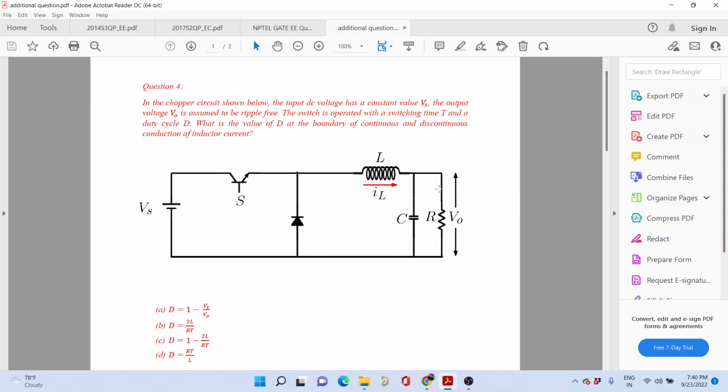So try delta IL equal to zero. We will make delta IL zero. Delta IL zero. No, let me try it. Try it out.